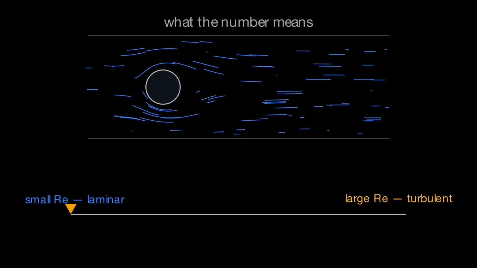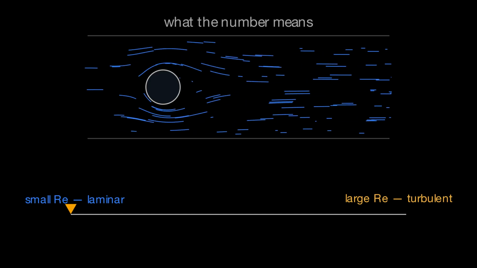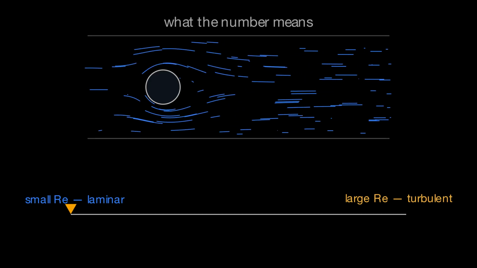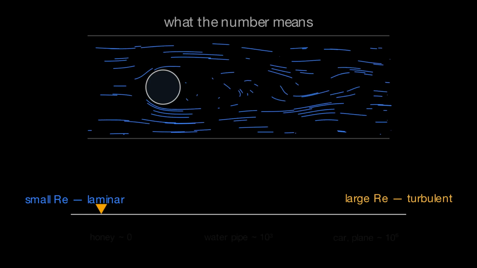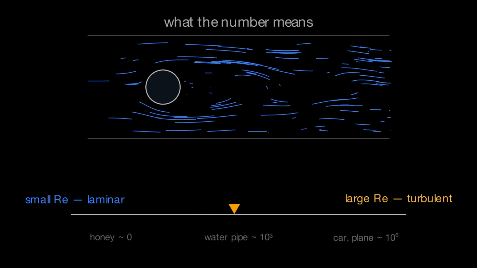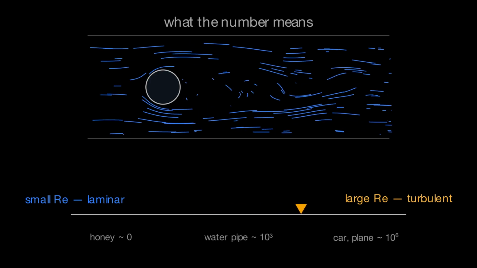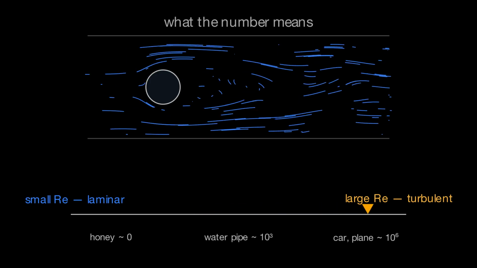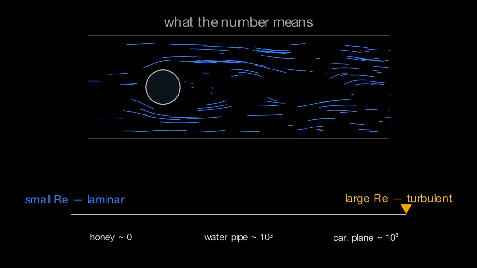So Reynolds is just a score. When it is small, friction wins, and the flow is smooth and laminar. When it is large, inertia wins, and the flow goes turbulent. Honey oozing is almost zero. Water in a pipe, a few thousand. A car or a plane, in the millions.